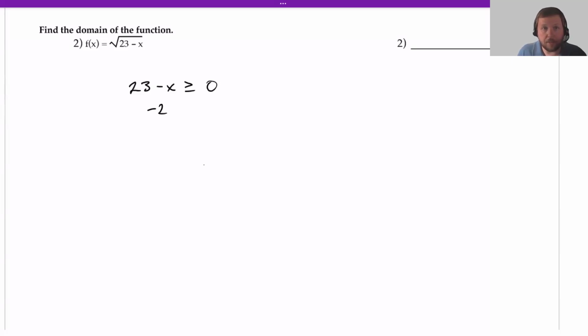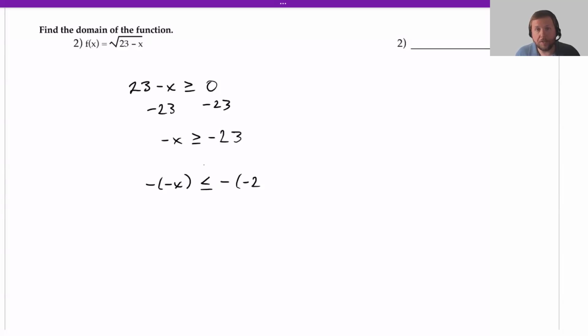I can subtract 23 from each side. So I get -x is greater than or equal to -23. Then I can either multiply or divide each side by -1, or I can just negate each side, however you want to think about that. As soon as I do that with an inequality, I have to flip the direction of the inequality. So then I have x is less than or equal to 23.